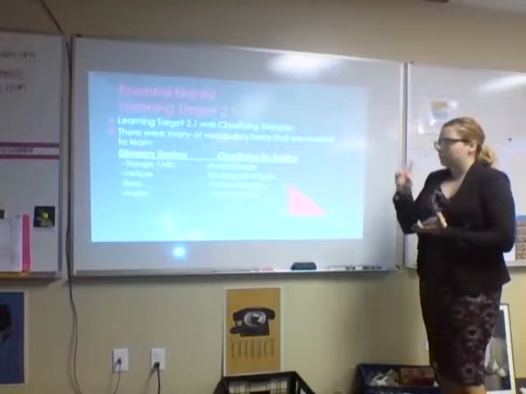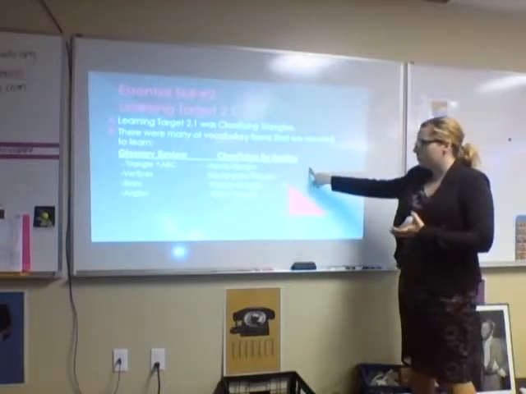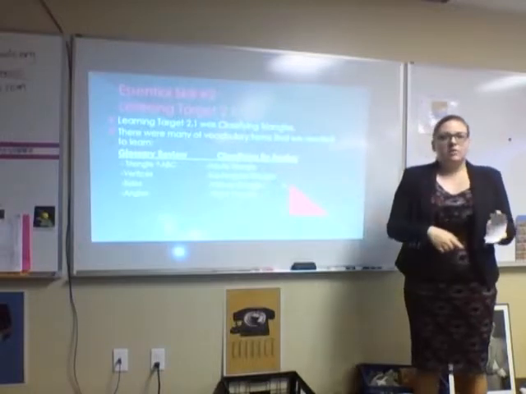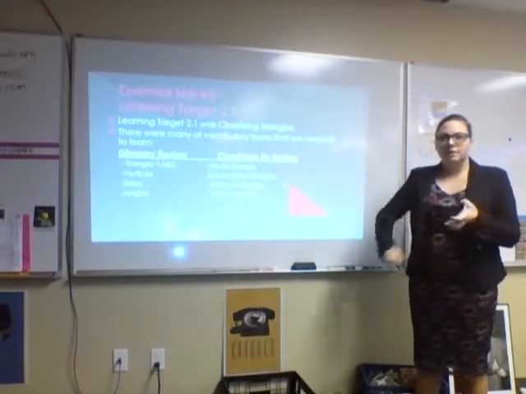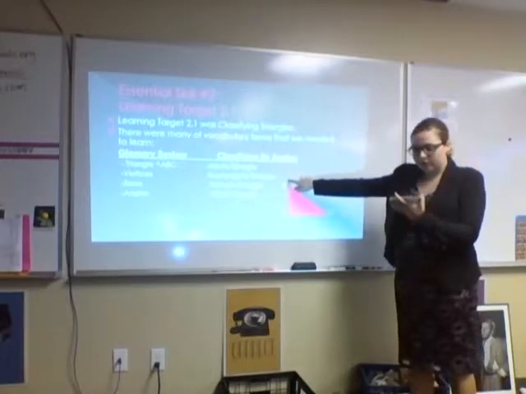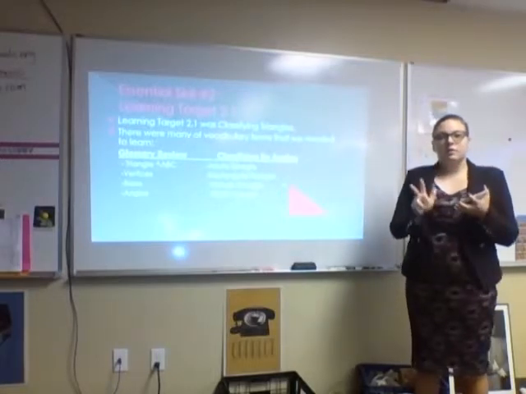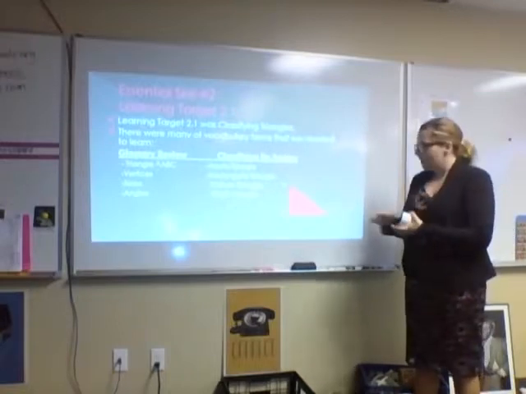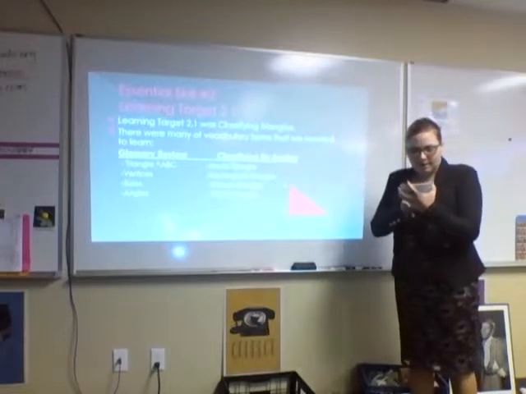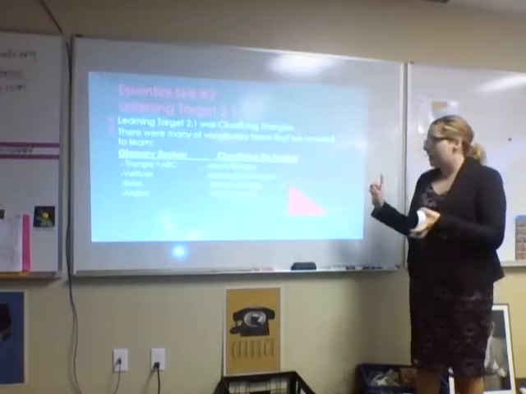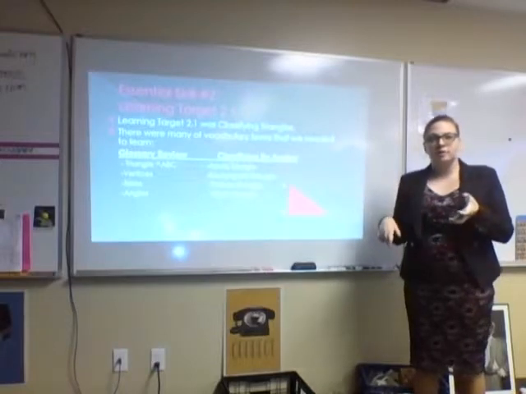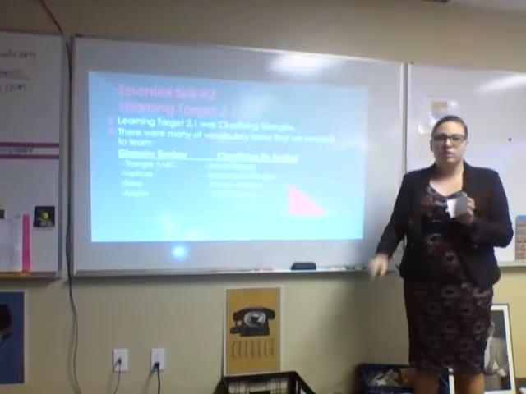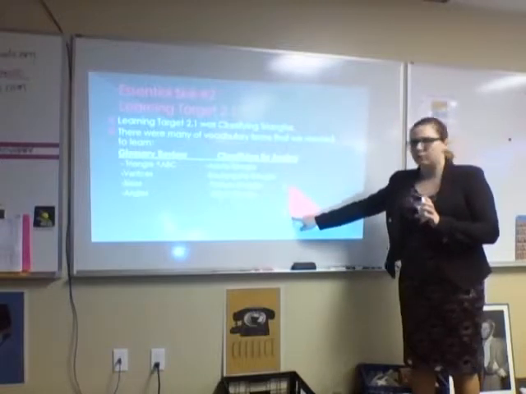The second category was classifying by angles. So an acute triangle has 3 acute angles, and an acute angle is an angle that is under the measure of 90 degrees. Equiangular triangles have 3 congruent acute angles, and congruent means equal. An obtuse triangle has 1 obtuse angle, and an obtuse angle is over 90 degrees but under 180 degrees. And a right triangle has 1 angle that is 90 degrees.